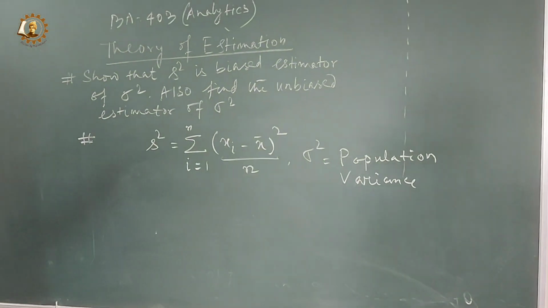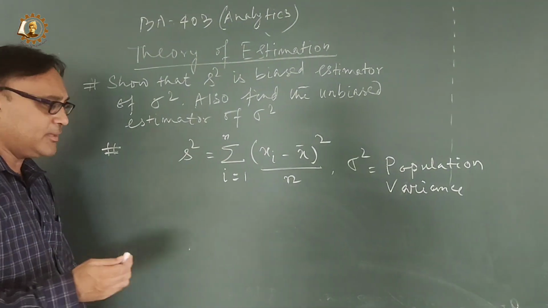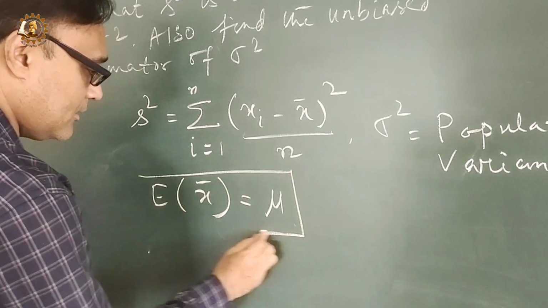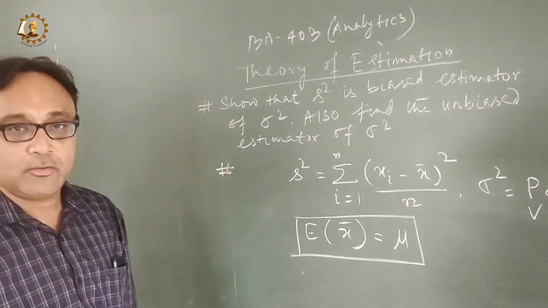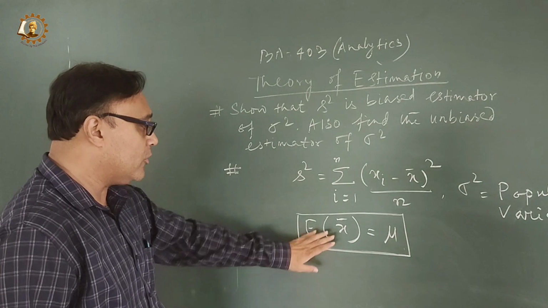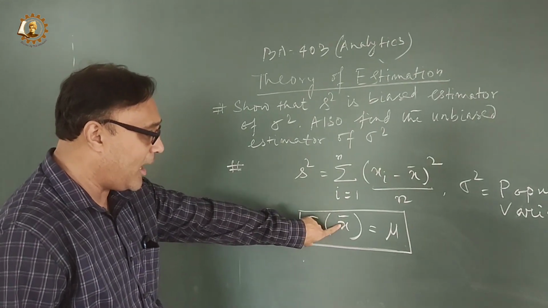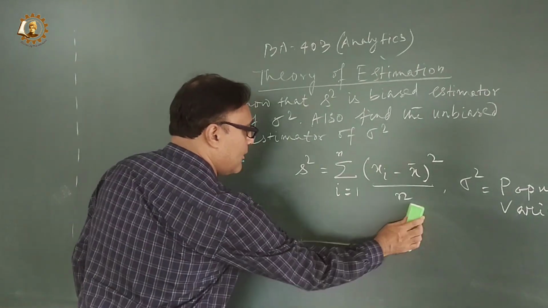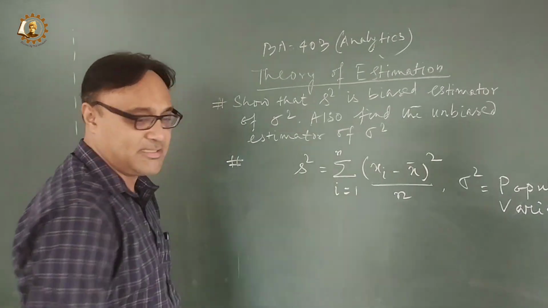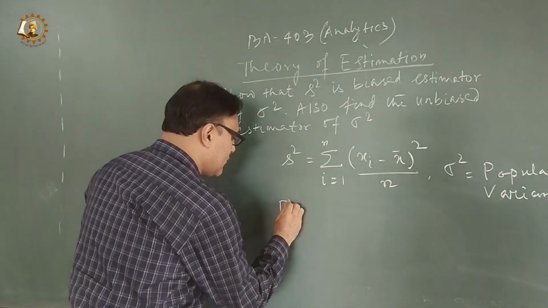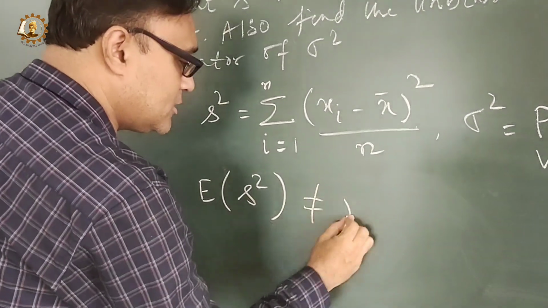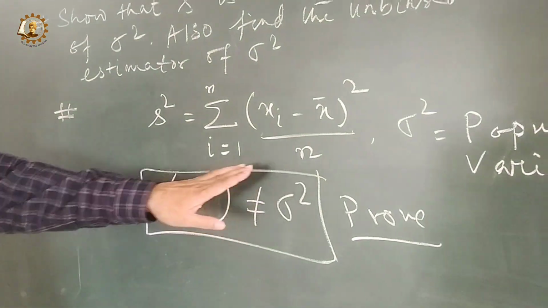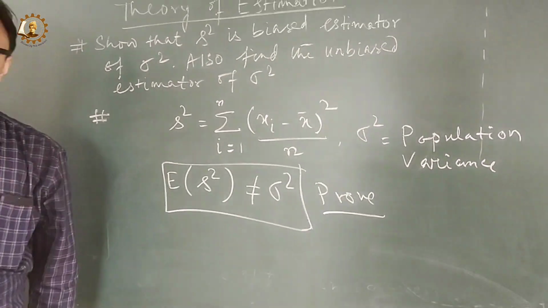Okay. Now, the result that we have shown in the last video is that E of x bar is equal to mu. This was the proof that we did in the last video. So we have seen that this x bar is an unbiased estimator of mu. Now, as per the statement, it is very clear that E of S square should not be equal to sigma square, and this we need to prove. So what we need to prove is that E of S square is not equal to sigma square.